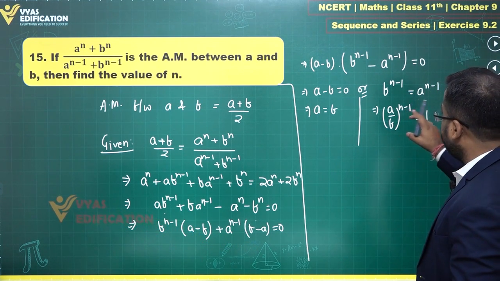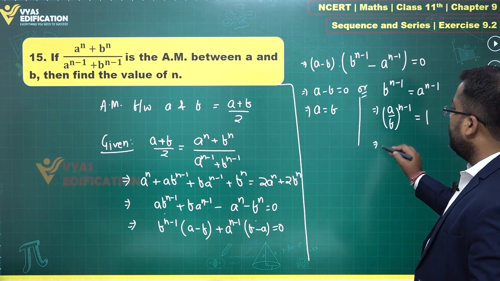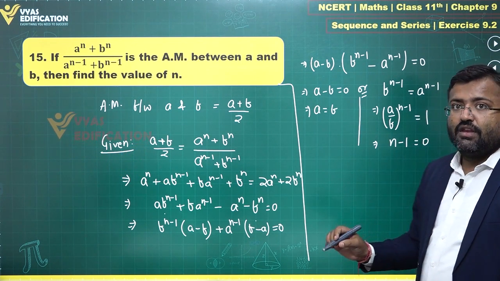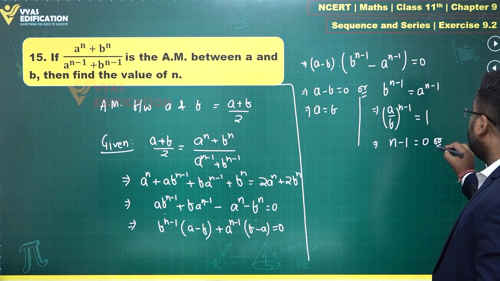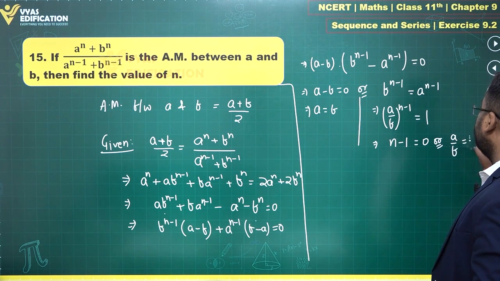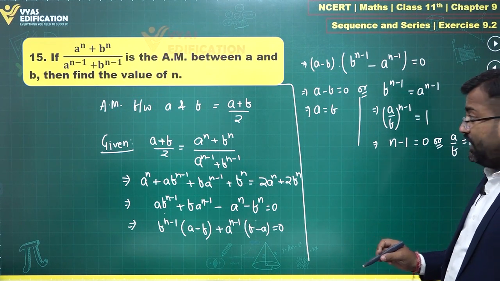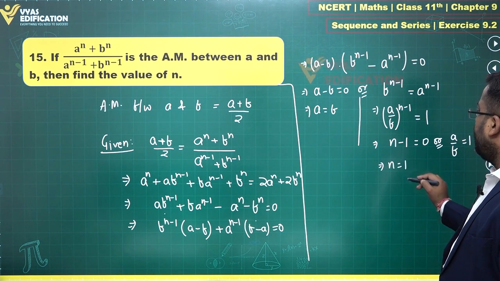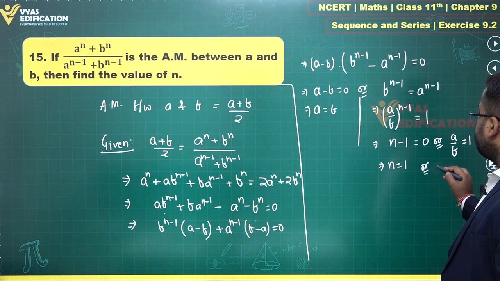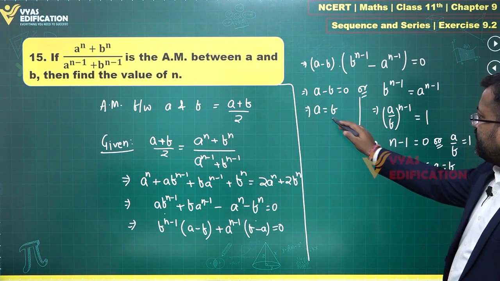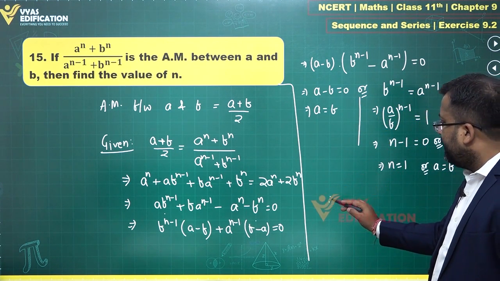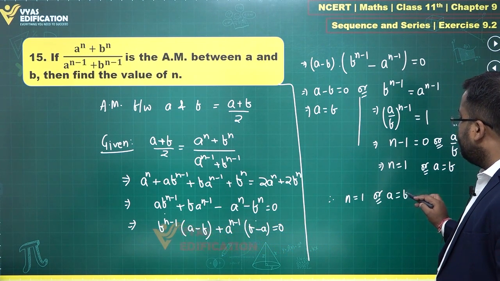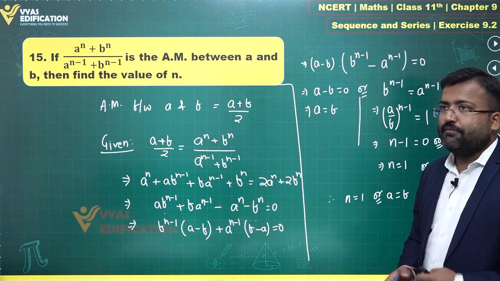Now something to the power n minus 1, if it is equal to 1, that tells me that n minus 1 will be equal to 0, or a upon b, this ratio, is equal to 1. This tells me a equals b, or n equals 1. Now a equal to b is obtained there also, right? So therefore either n equals 1 or a equals b works in this case.